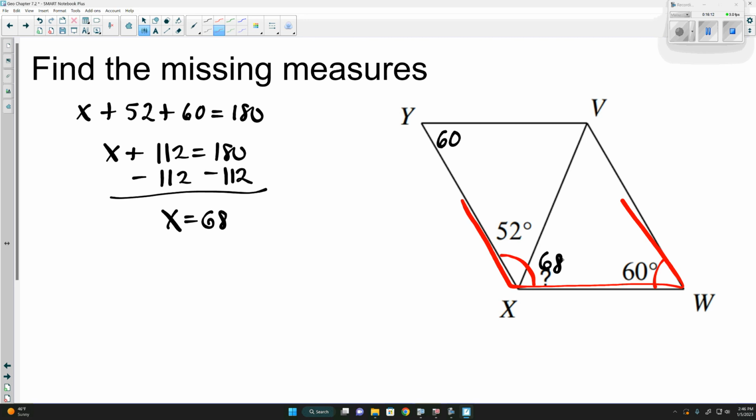Questions on this here? Now we can find the other two angles.